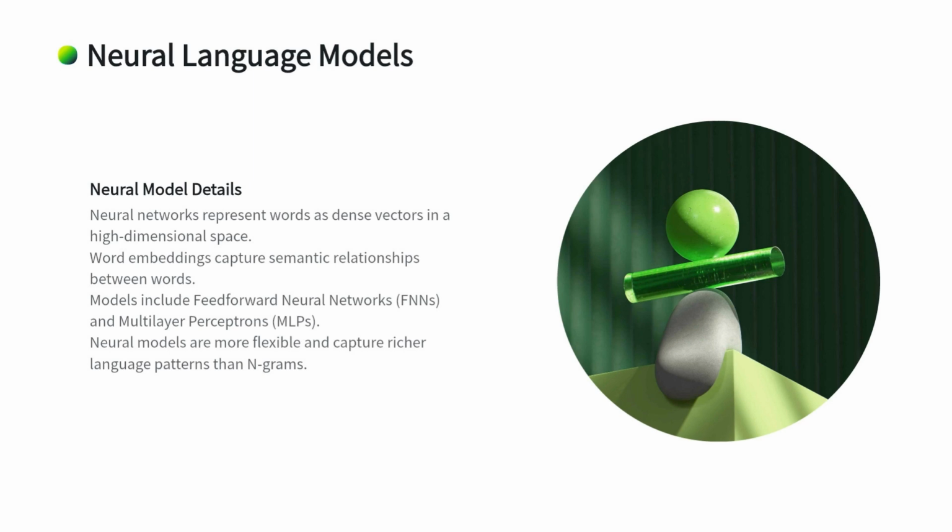Neural language models are more flexible than n-grams and can capture complex patterns in language, such as synonyms, analogies, and polysemy, words with multiple meanings. They also generalize better to unseen words, as the embeddings can be shared across similar words. Common neural network architectures used for language modeling include feed-forward neural networks, FNNs, and multilayer perceptrons, MLPs.